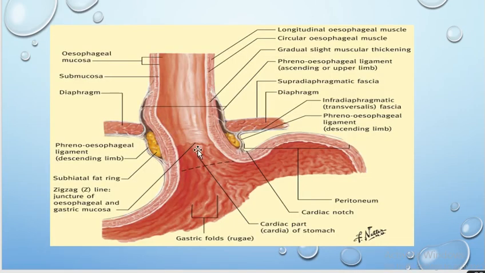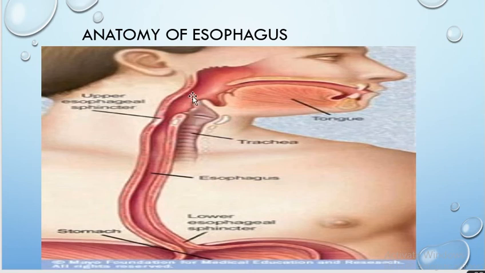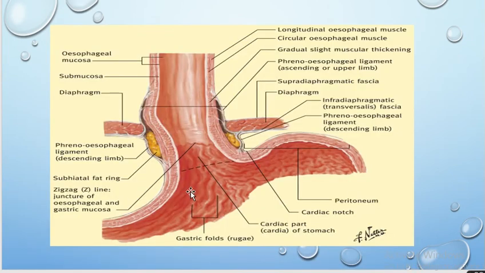In the previous slide I talked about the upper esophageal sphincter. Now I will talk about the lower esophageal sphincter. This is the lower esophageal sphincter. It is also called the cardiac notch. Why? Because this is the cardiac part of the stomach, and we call it the cardiac notch.